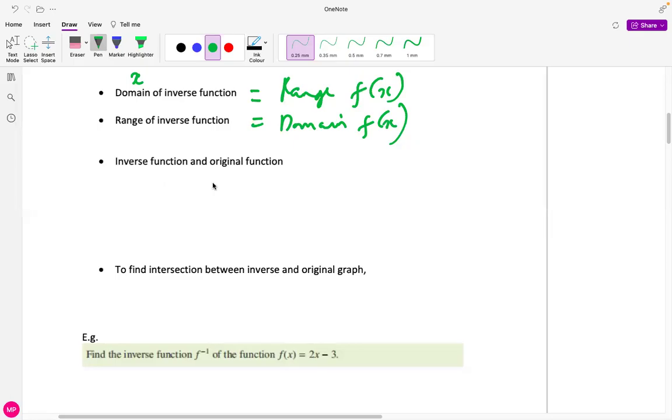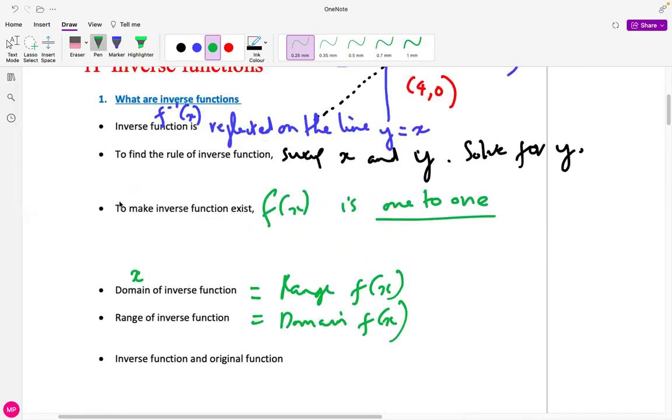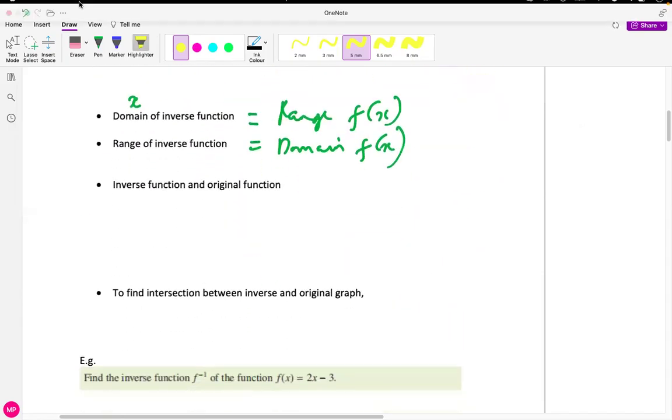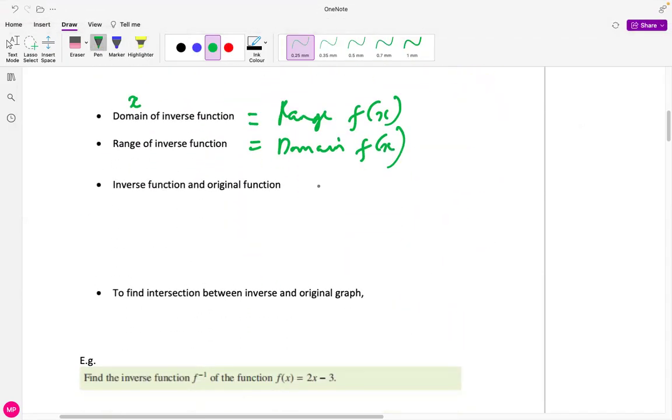Now, the inverse function and the original function, we can see here on the graph. If you look at this point here, you can see that they are intersecting on the line y equals x. So whatever intersection happens between these two curves always happens on this line. So the inverse function and original function are reflected on the line y equals x, and the intersections also lie on the line y equals x.